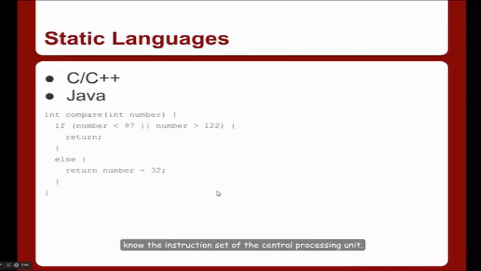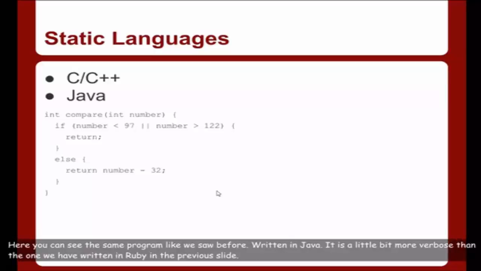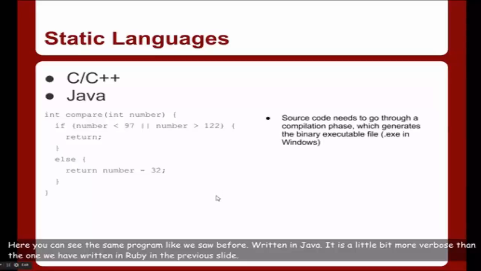I will finish this presentation giving a comparison between two big families of languages, the static languages and the dynamic languages. Examples of static languages are C, C++, and Java. Here you can see the same program like we saw before, written in Java, is a little bit more verbose than the one we have written in Ruby in the previous slide.